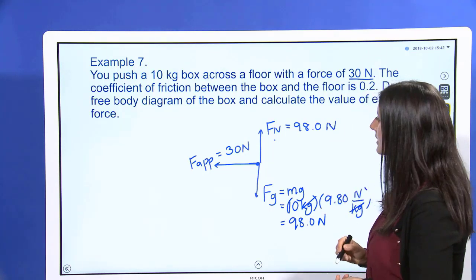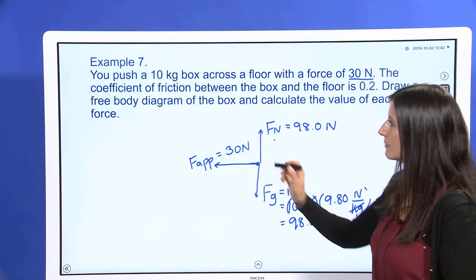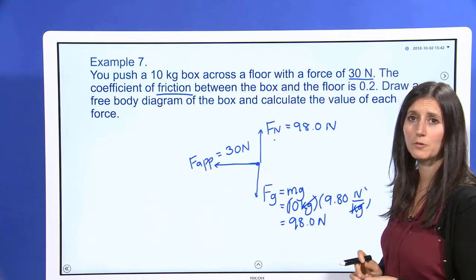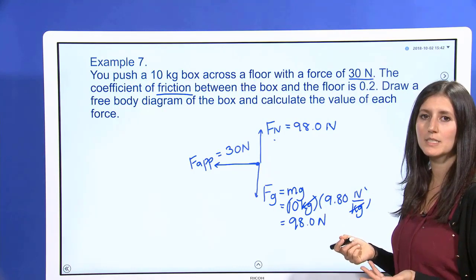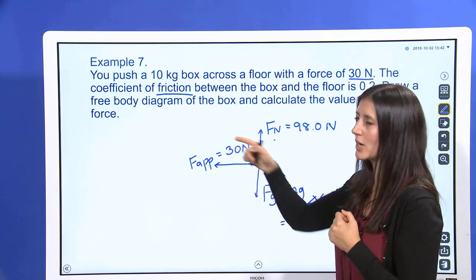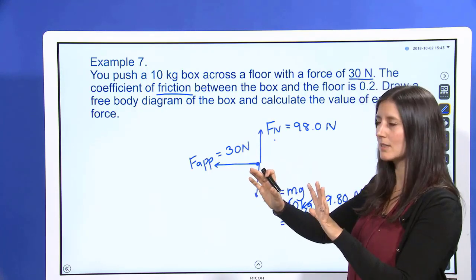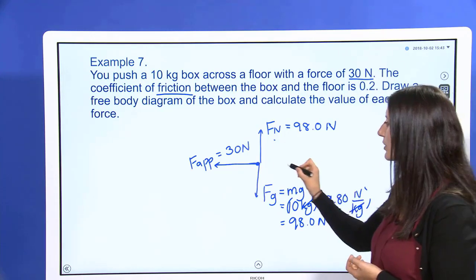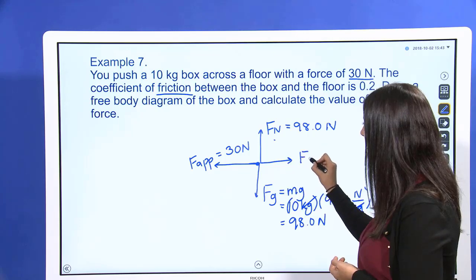Okay. So now I have my force of gravity, my normal force, my applied force, and there is mention of friction in the question. So since friction is mentioned, I need to consider it. And friction always opposes the motion. So I'm pushing the box to the left, so my box is moving to the left. So then that means the force of friction opposes the motion, it would be going to the right. So it would be going this way. This is my force of friction.